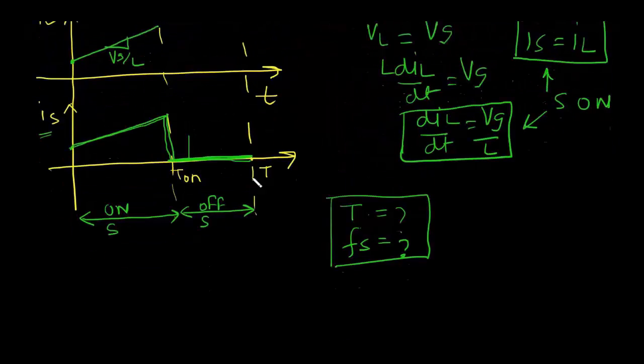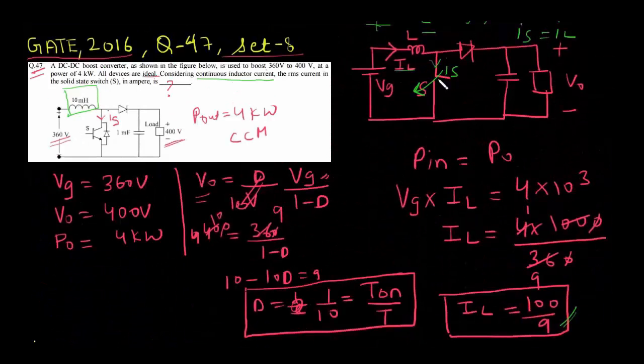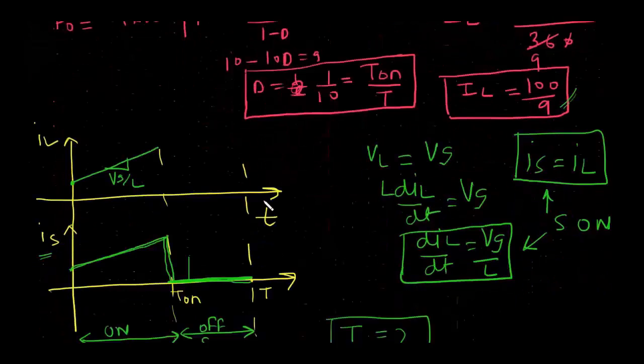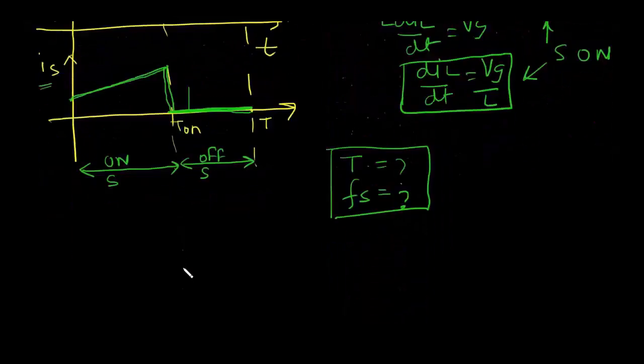And if you see here, when switch S is off, the inductor current will flow through the diode, and the voltage across the inductor will be Vg minus V naught, and the inductor current will fall. In the off period, the inductor current will fall to the same value in steady state, and this slope will be input voltage minus output voltage divided by L. So now we can approximate this inductor waveform and switch waveform.